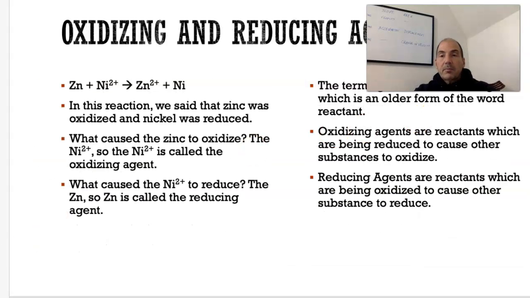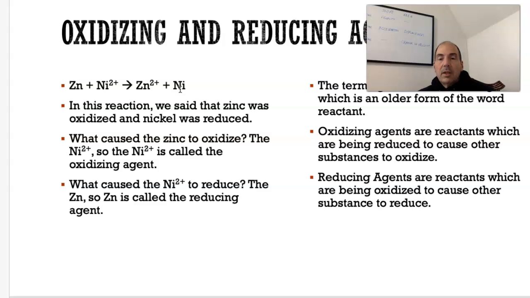Alright, so now we got to talk about the term agents real quick. So looking at that reaction that we've seen before, we see that zinc is being oxidized, nickel is being reduced. Okay? So what is an agent? The term agent is short for reagent, which is an older form of the word reactant. Okay, so agents have to be reactants. Have to. Okay? That means they have to be on the left side of the equation.